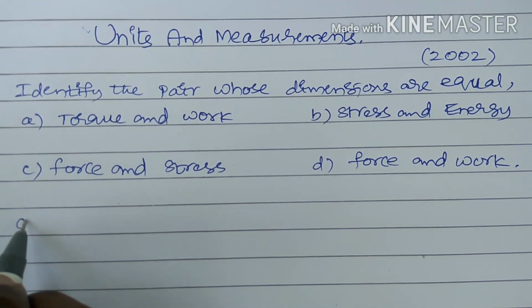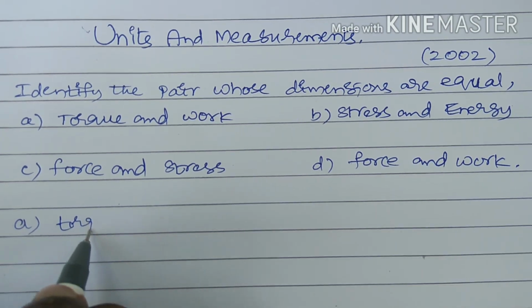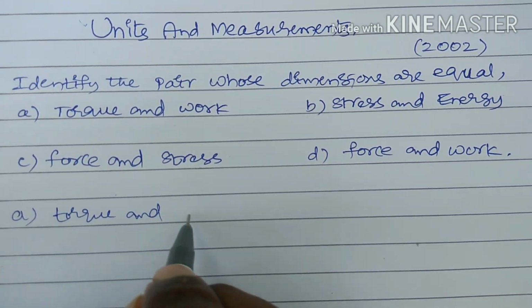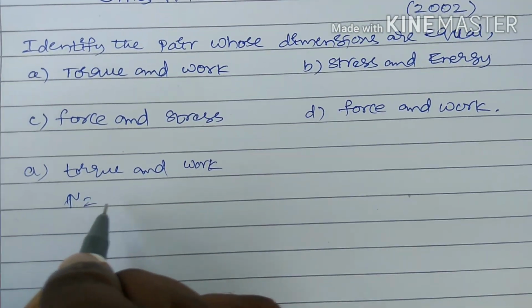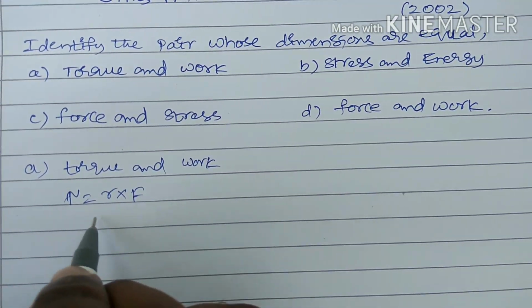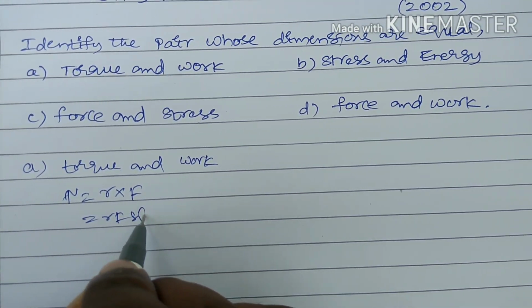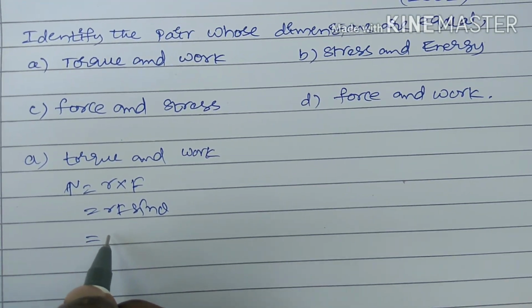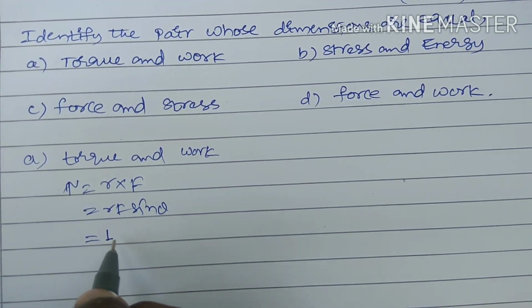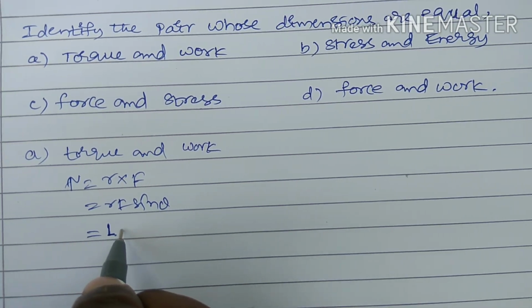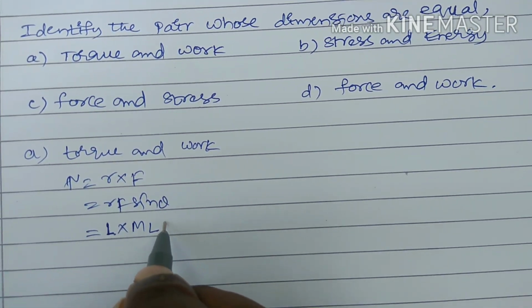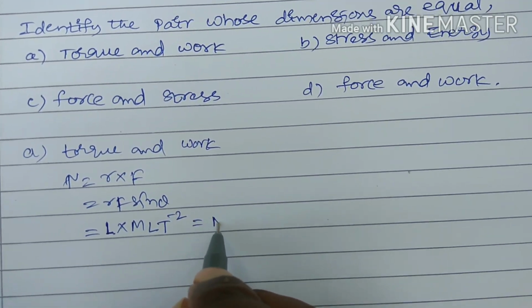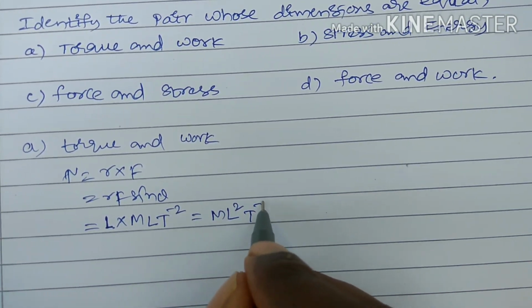At first, option A, torque and work. Torque tau is equal to R cross F, which is equal to RF sin theta, where R is the position vector, which has the dimension of length, and F is equal to ma, so M into L T minus 2, that is M L T minus 2.